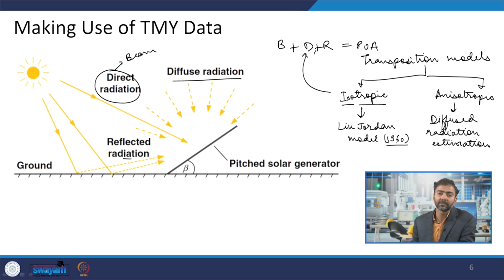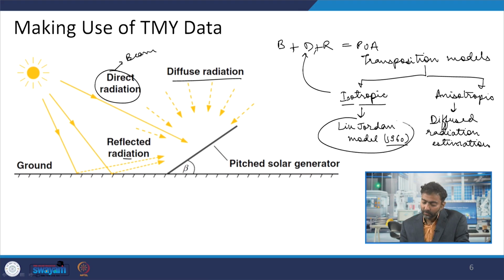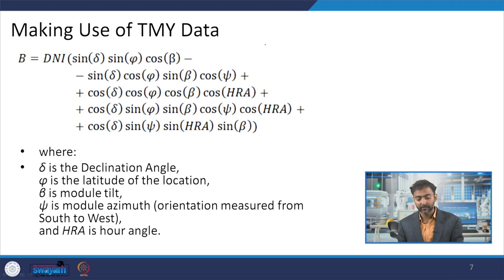This was published as a research paper, and over the years people have found that this is a fairly simple and fairly accurate model. It gives a very good trade-off between simplicity and accuracy. So we will look at this Liu-Jordan model in a little more detail, and we'll see how isotropic models can be used for estimation of the plane of array radiation. So let's quickly move ahead to the model. Before we end today's class, we'll at least have an overview of the beam component, and then we'll move ahead in the next class for the other components.